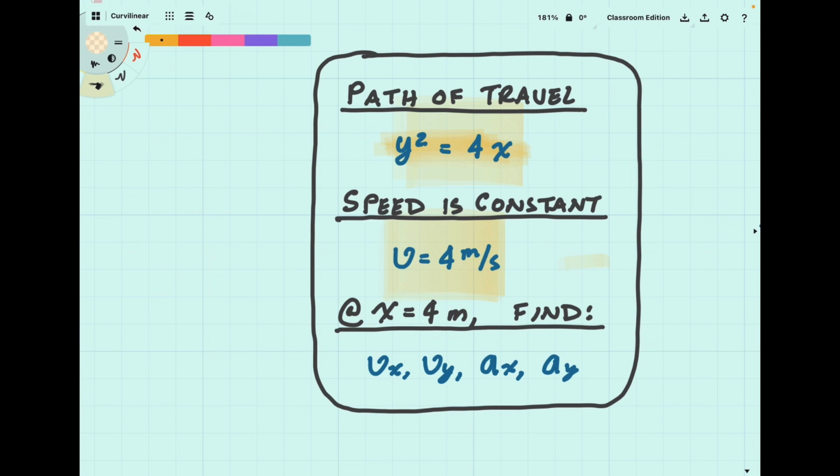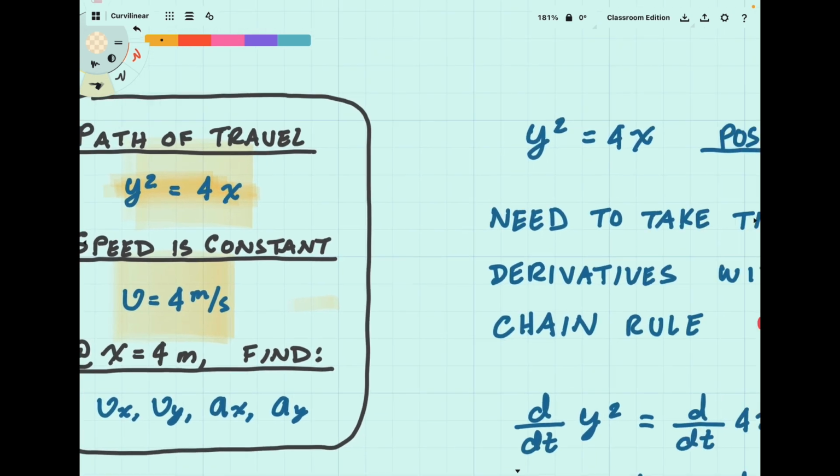And all we're looking for is components in a Cartesian system, x and y, for velocity and acceleration at x equal to 4. And incidentally, at x equal to 4, if we put 4 into the path equation, we get that y is equal to 4 as well. So at the point we're interested in, x is 4, y is 4, and the velocity is constant, so it's always 4.